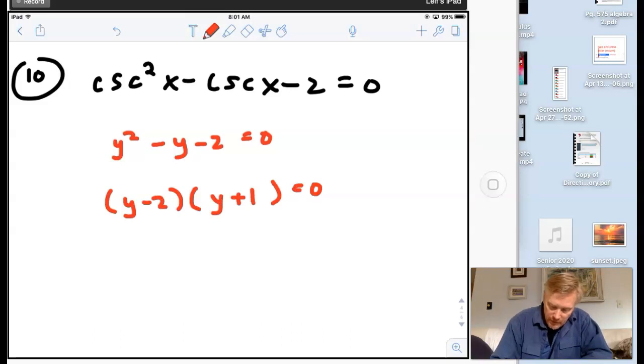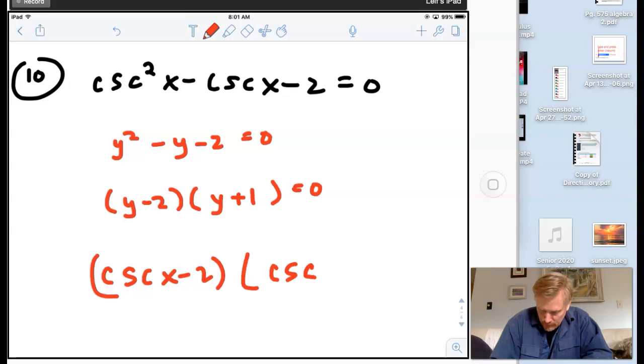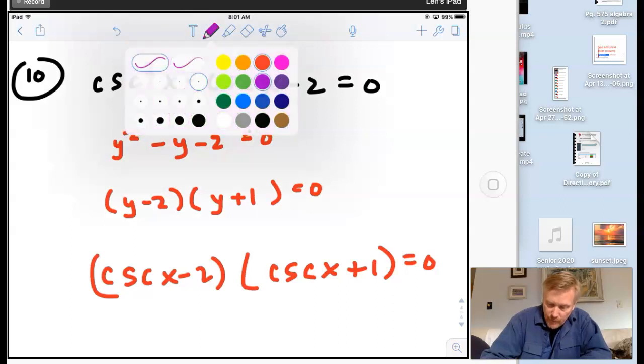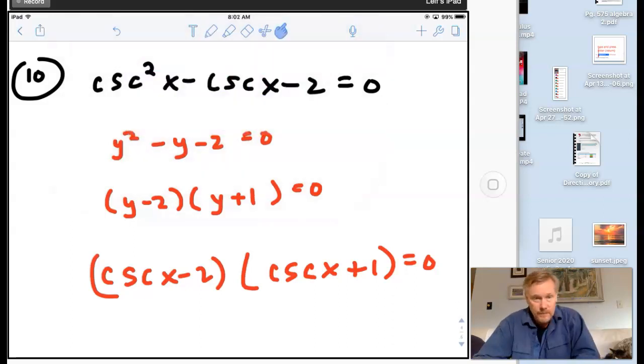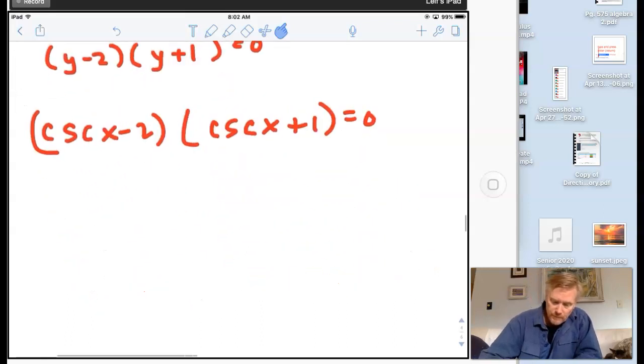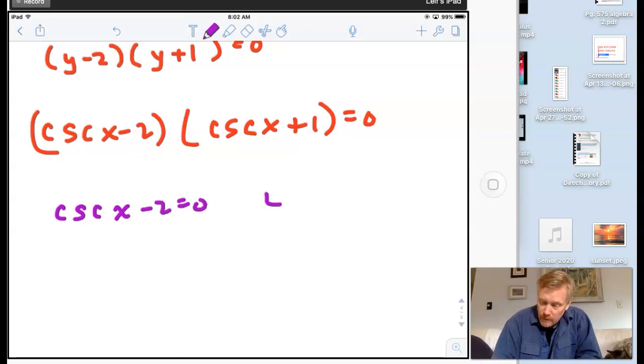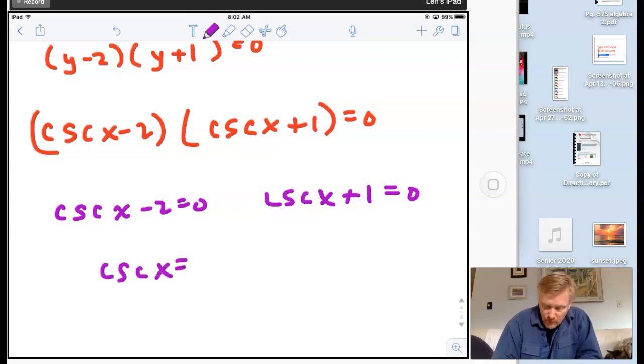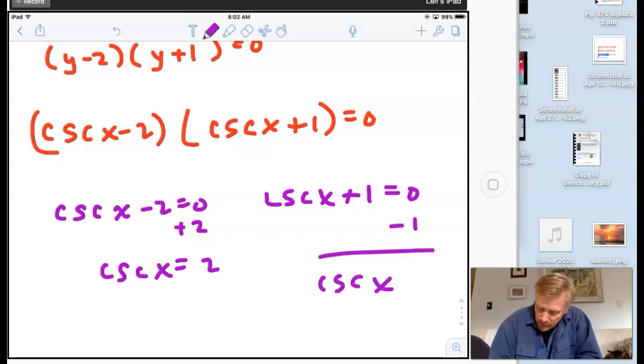Hopefully you can do that by now, which means this is the same thing, except it's cosecant of x minus 2 and cosecant of x plus 1. Those are the same things, just with a little twist. Now I've got two things multiplying to equal 0, so I set both of them equal to 0. Cosecant of x minus 2 equals 0, and cosecant of x plus 1 equals 0. When I solve this out, if I add 2, I get cosecant of x equals 2. Over here, I subtract 1, and cosecant of x equals negative 1.